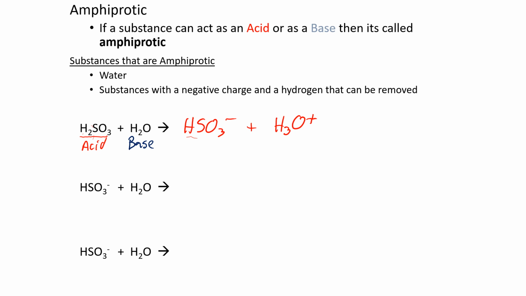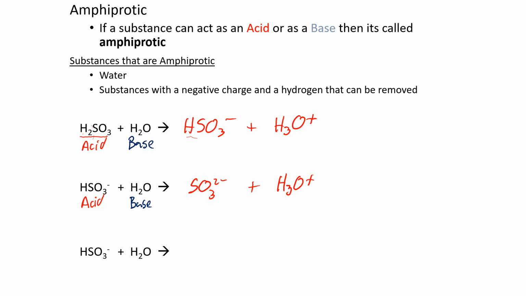Okay, so let's take a look at some of these other ones right here. We have HSO3 minus and water. It can do a couple of different things. Let's imagine that this HSO3 minus is an acid. That means this one's going to be a base. So if this one's an acid, it's going to donate, or in other words, lose one of its H's. So it becomes SO3 2 minus. And this one is going to become H3O plus.